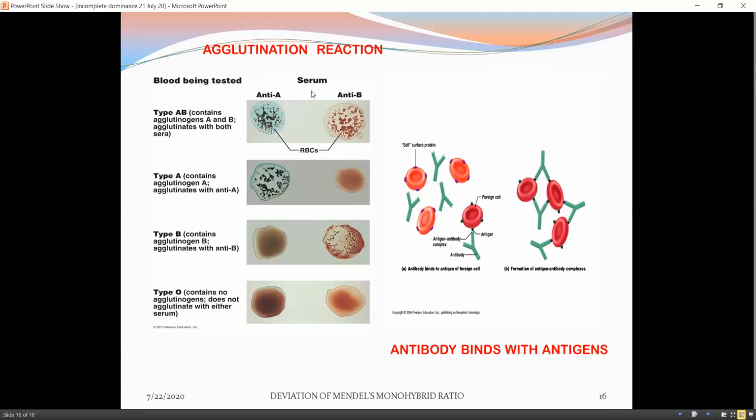Now this diagram shows the agglutination reaction. In this we can see that the serum of anti-A coagulates with AB blood type and also coagulates with anti-B. Type A coagulates with only serum of anti-A. Type B coagulates with anti-B, and in other cases there is no coagulation or agglutination. When an antibody recognizes an antigen, it binds with it and a clumping is formed.